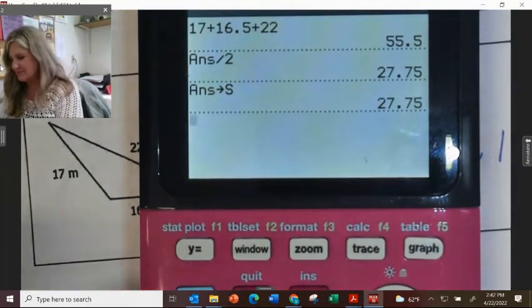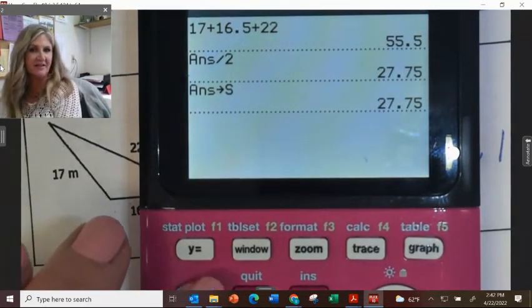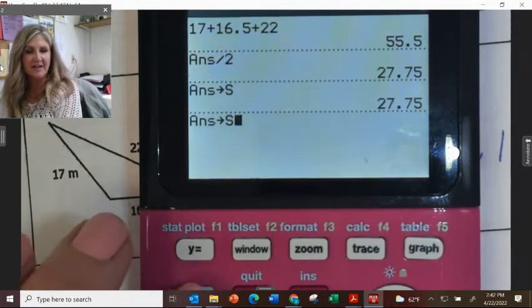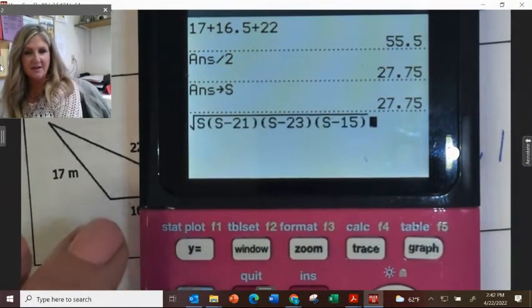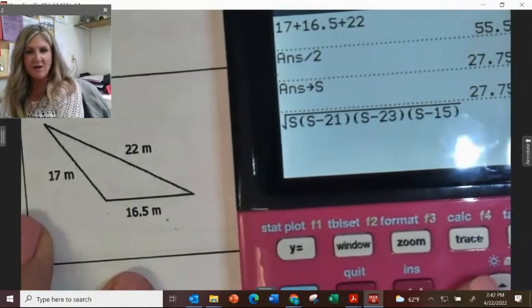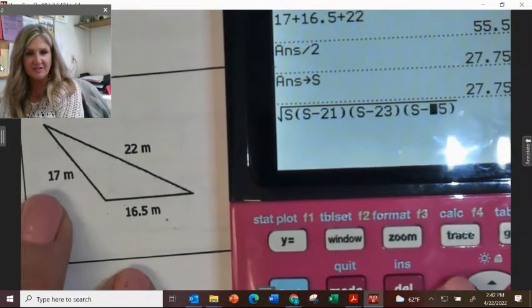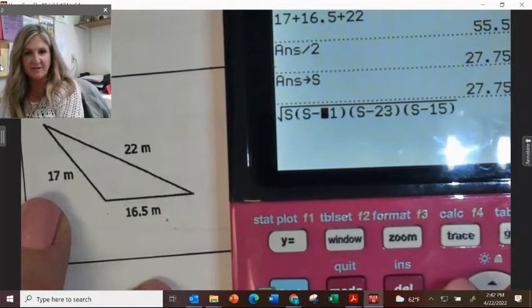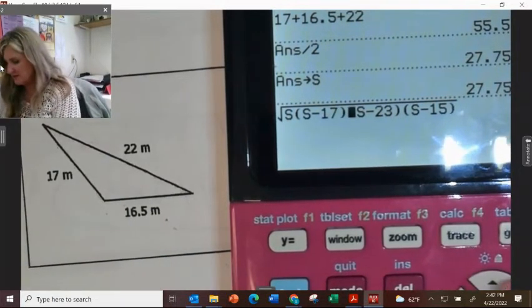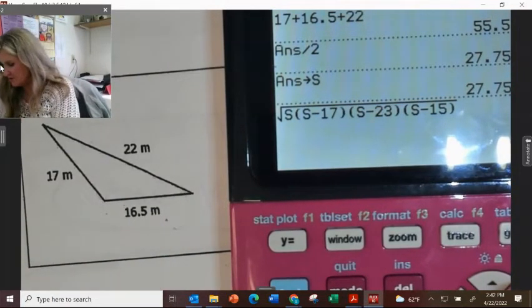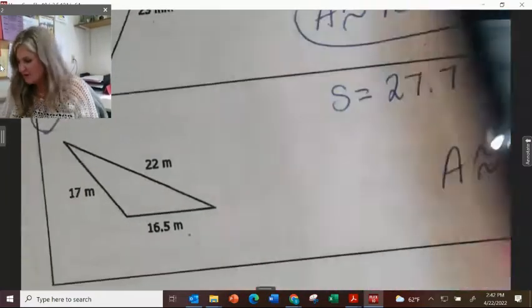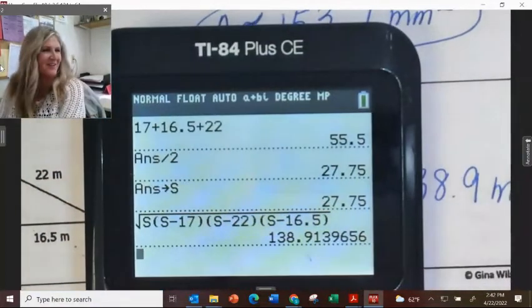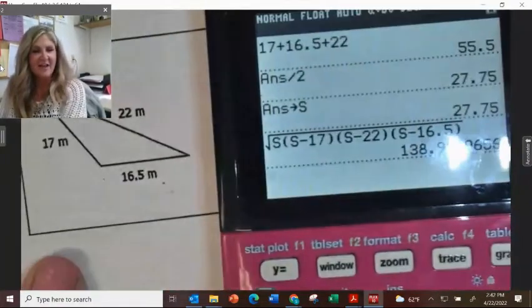Remember how Vlad was asking me, how can I get back to something that he did earlier? Watch, I'm going to do second enter, second enter, second enter, second enter. Okay, so I get back to here. And now this is what I'm going to use, but I'm just going to change these. So this is going to be S minus 17. This is going to be minus 22. And this is going to be minus 16.5. Boom. Oh, no. Oh, that's right. I thought it was the wrong answer. I was like, what? That's the right answer, 138.9. Okay, but isn't that pretty cool?